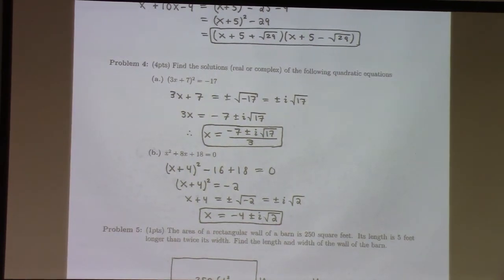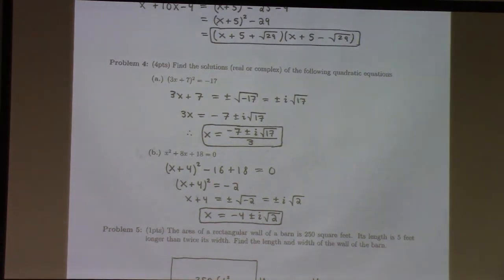So let me say that. I will probably change my wording slightly to reflect that reality. Something like, I'll say, for full credit, make sure your answer is simplified. I probably will add that sentence to this problem.